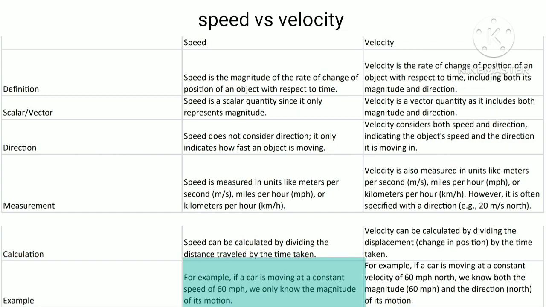Example: if a car is moving at a constant speed of 60 miles per hour, we only know the magnitude of its motion. If a car is moving at a constant velocity of 60 miles per hour north, we know both the magnitude, 60 miles per hour, and the direction, north, of its motion.